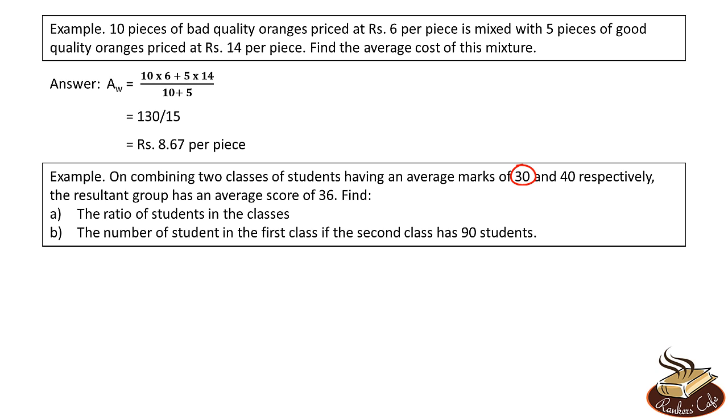Now A1 is given as 30, A2 as 40, and the average AW is given as 36. So directly applying our formula, we get N1 by N2 is equal to (40 minus 36) upon (36 minus 30), which is equal to 4 by 6, which is 2 by 3. Now doing the second part, if N2 is 90, N1 obviously will be 60. Let's do the next example.